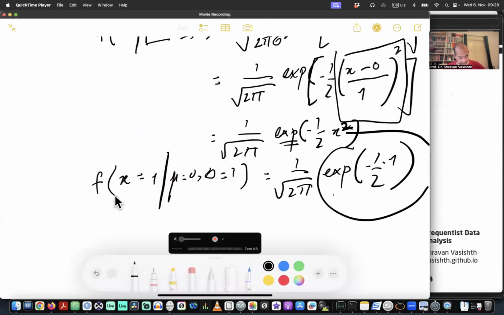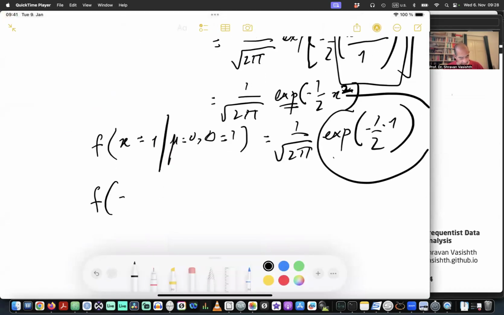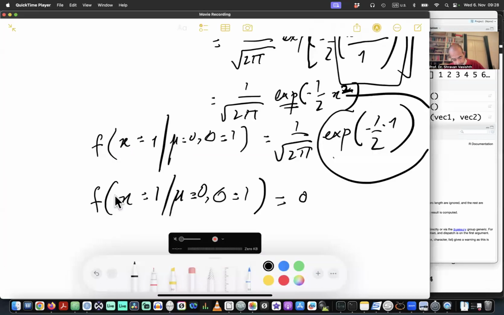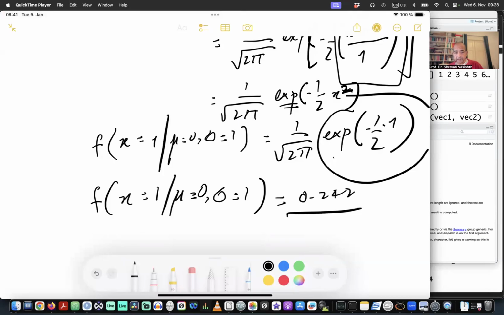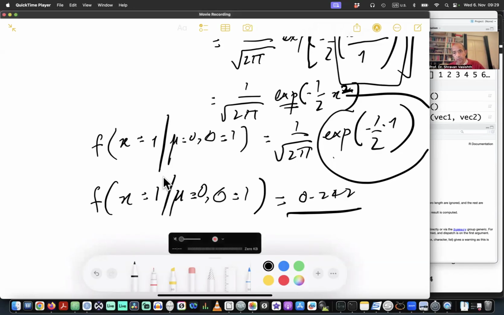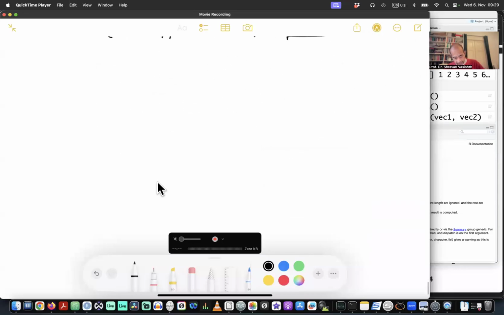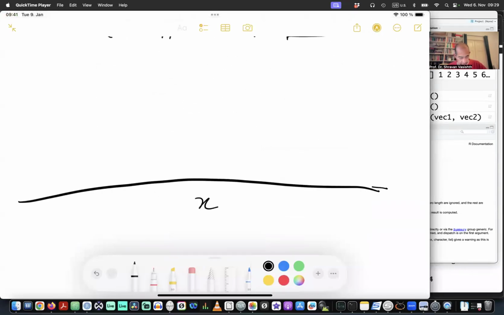And so what I've just done is for f of x equal to 1, given that mu is equal to 0 and sigma is equal to 1, gives me 0.242. So I just did this calculation by hand, but now I could just keep plugging in different values for x into this function, and I would get different numbers, which allow me to plot this curve.